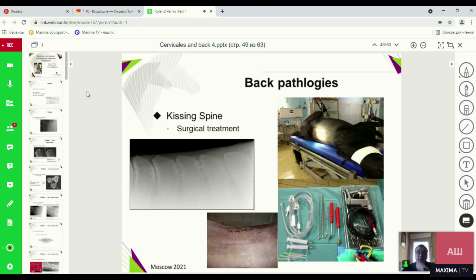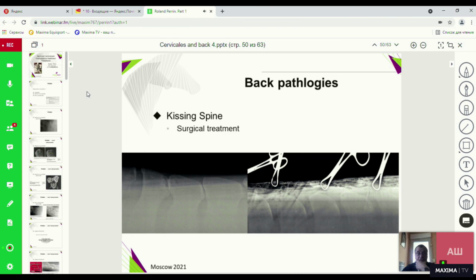This technique is done with the horse in recumbency. Техника проводится на пациенте, который лежит на боку. And you have this kind of result. You see on the left you have the kissing spine, and on the right you have opening of the kissing spine. Вот такой результат можно получить с помощью такой техники. Докторам удалось получить. Слева вы видите пациента, того же, что и справа после хирургического лечения.